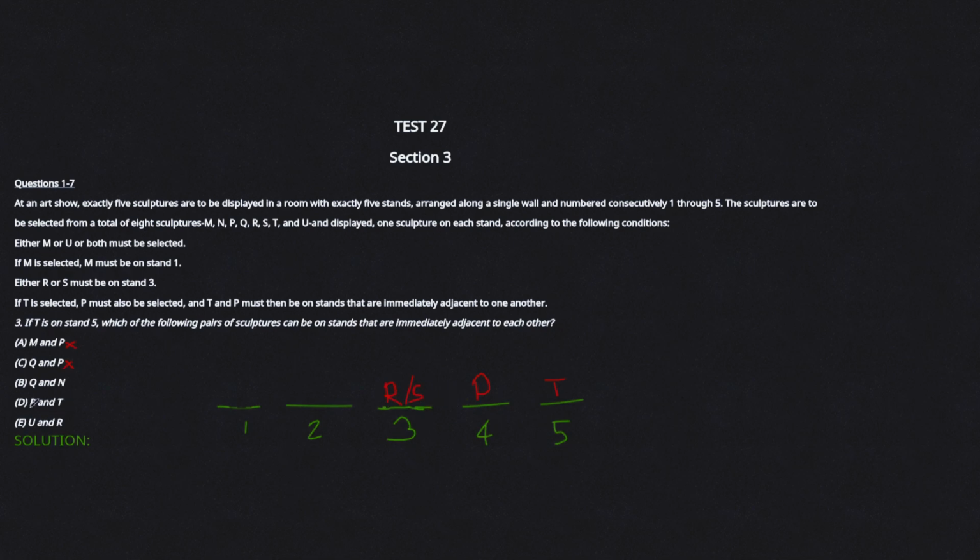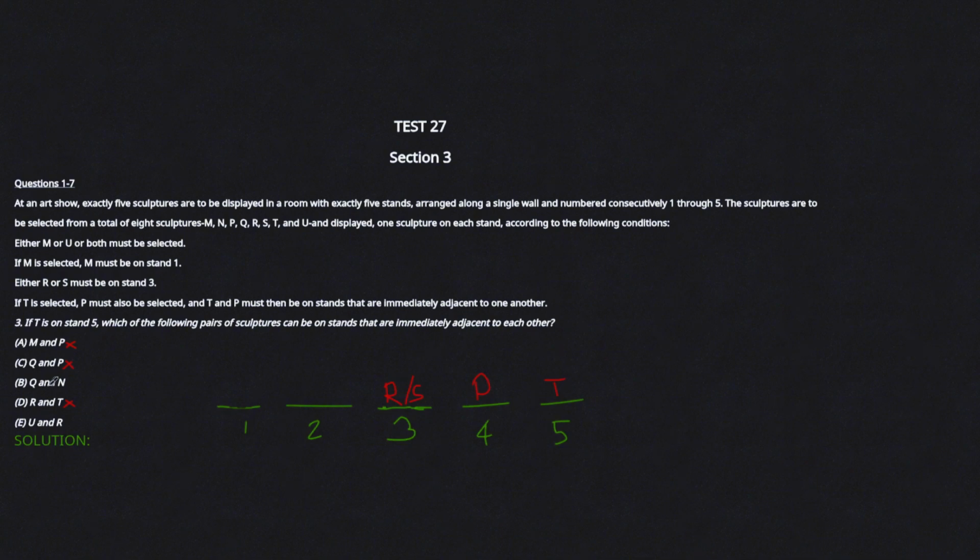And again, with this one, R and T cannot be adjacent to each other because P is in the middle and R is at the end of the line. So you can cross out this one as well. Now you're left with two, Q and N, U and R. Okay, so what we see here is that Q and N, right? It says can be on stands that are immediately adjacent to each other.